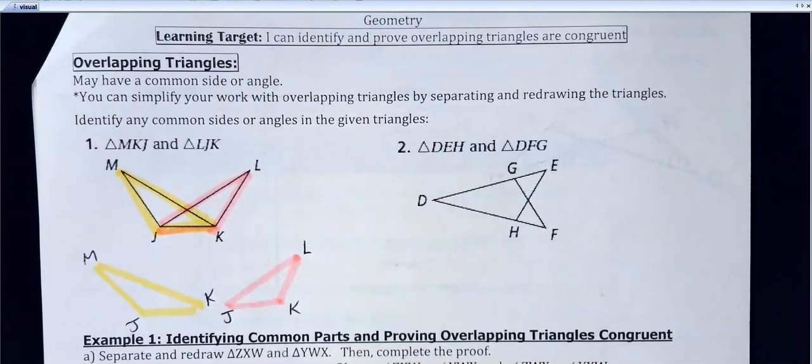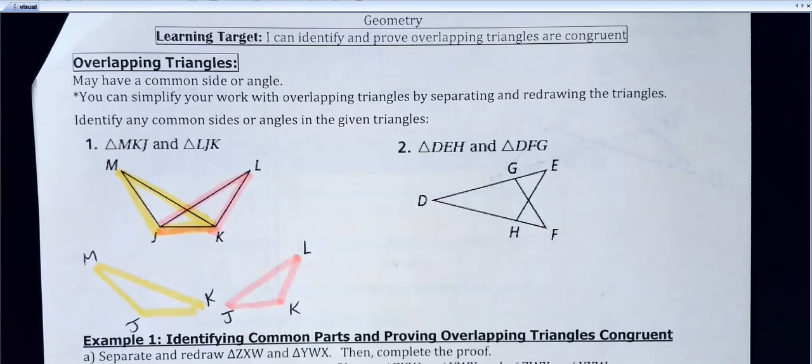Somewhere in that diagram, because they overlap each other, they're going to have either a side that's in both of those triangles or maybe an angle that's in both of those triangles. Can you guys tell, maybe if you look at the original picture before we separated it, what side or angle do the two triangles we separated have in common? Can you tell? What do you think?